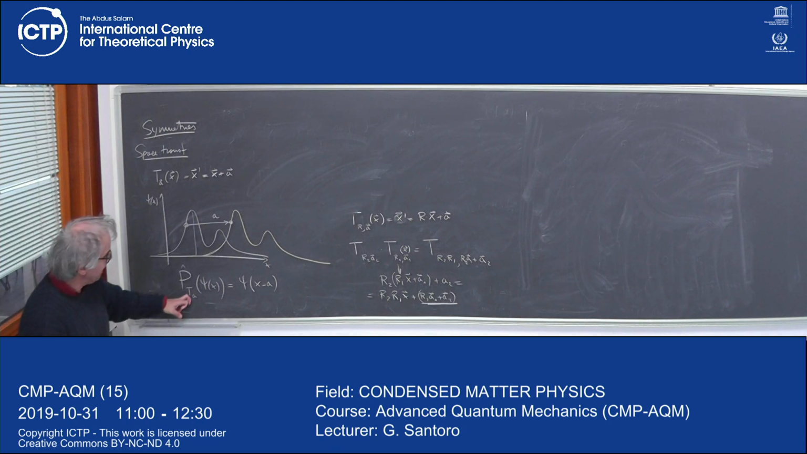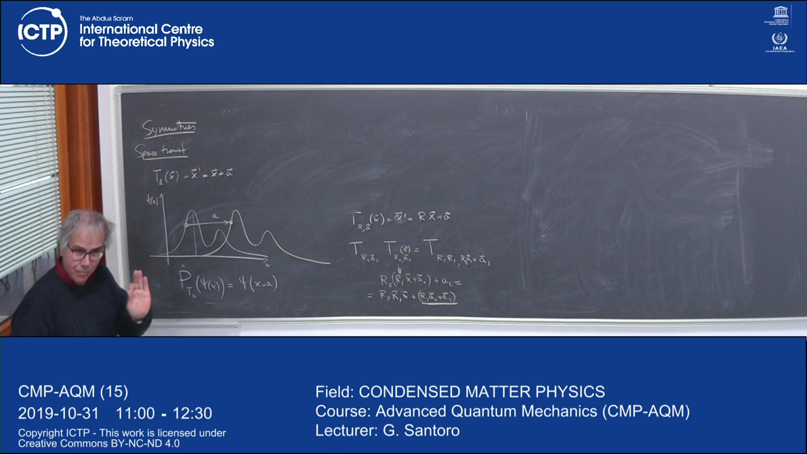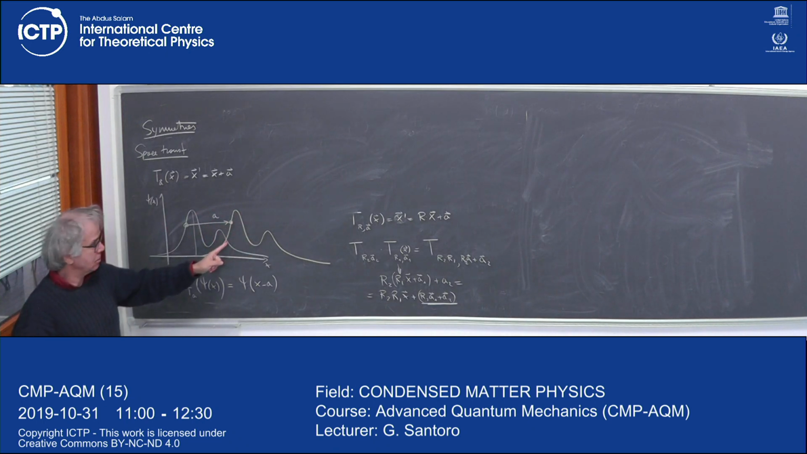No, TA does not act on wave functions. TA acts on points. That's the subtle thing. I'm now introducing an object that acts on wave functions. TA doesn't know how to act on wave functions. It can act on points. Is it clear? So P of TA is the new function obtained by translating the function.